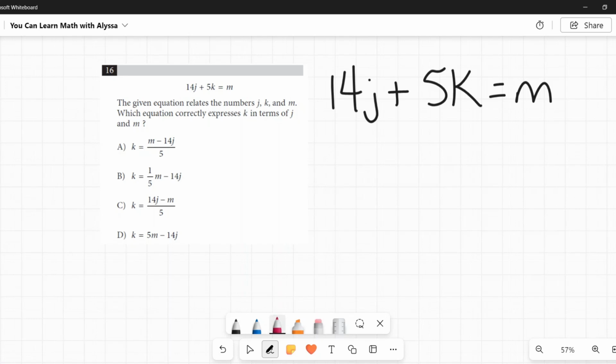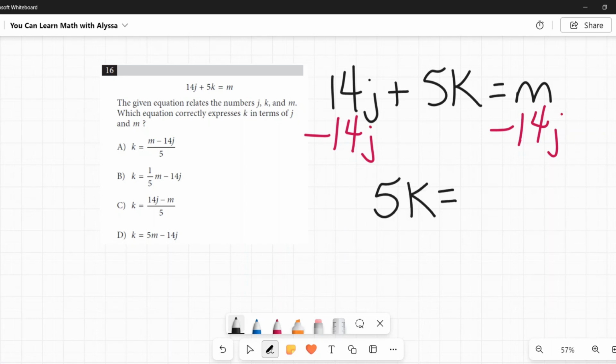All right, so I'm going to treat this like any other algebra problem, and I'm just going to undo what's been done to k to get it by itself. Here, I get rid of anything that's outside first, and then anything that's attached to it last. So outside, I have 14j being added to the 5k. So I'm going to subtract the 14j from both sides. On the left, that just leaves me with 5k now because those 14j's canceled out. And on the right, I have my m minus 14j.